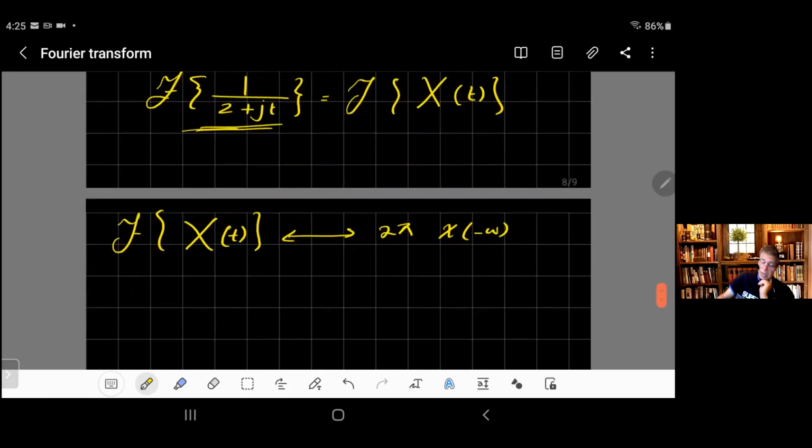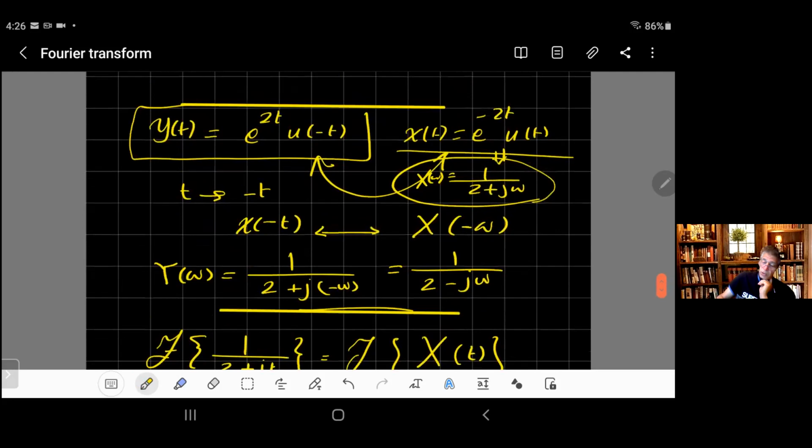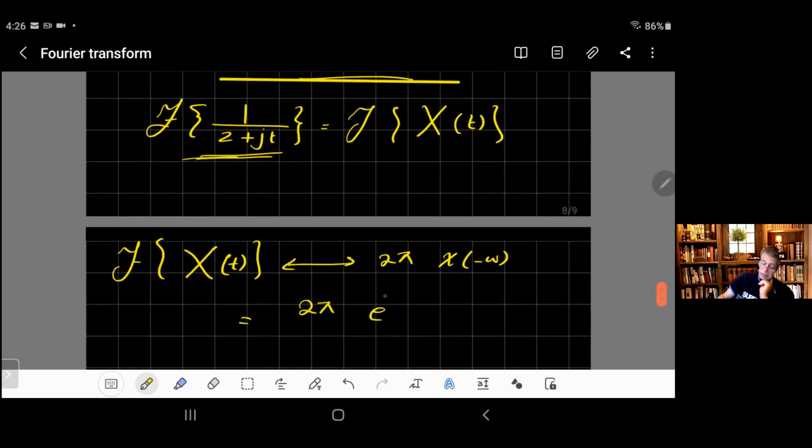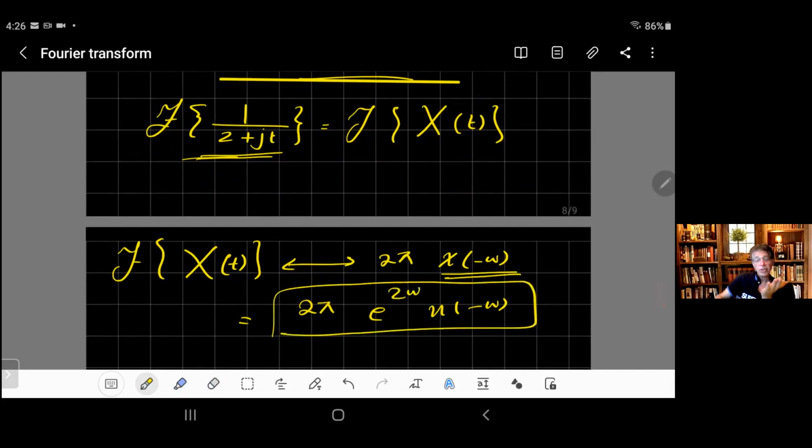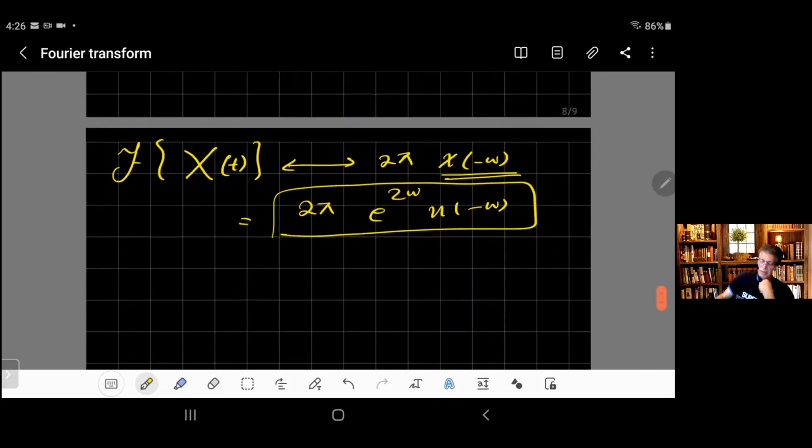So I will apply this. I will say the transform will be equal to 2 pi times x small. What's x small? X small is the time domain, which is equal to e to the minus 2t u(t). But here it said replace t by minus omega. If I replace t by minus omega, the minus becomes positive, so it's 2 pi e to the positive 2 omega, times u of minus omega. That's it. So that will be the answer. This is strange, but it's very simple when you know.